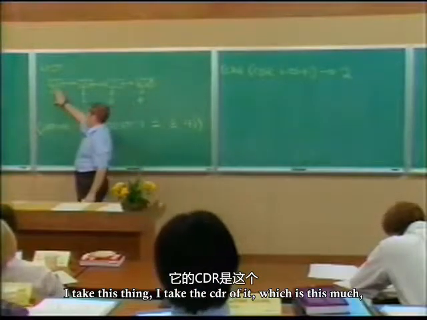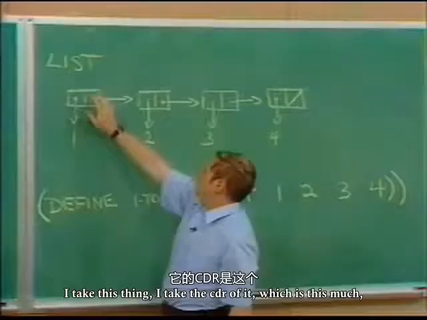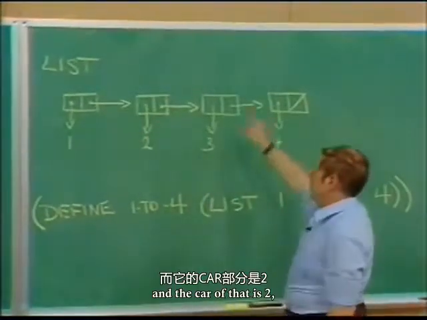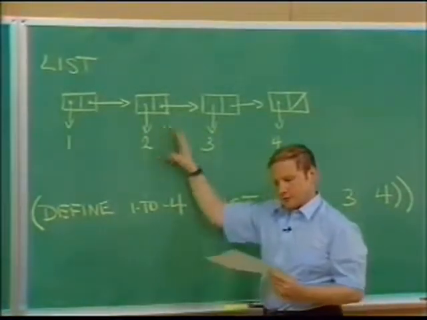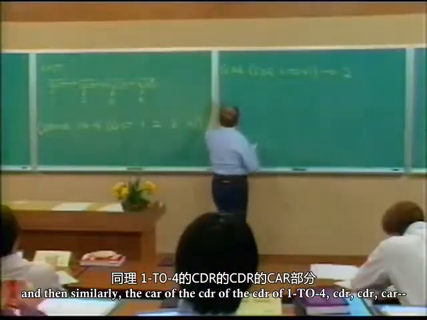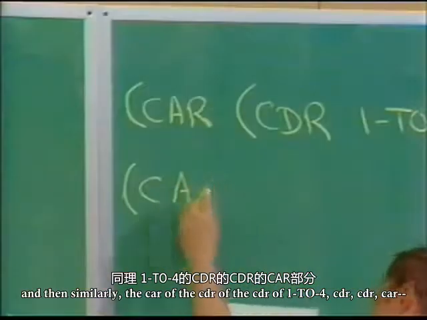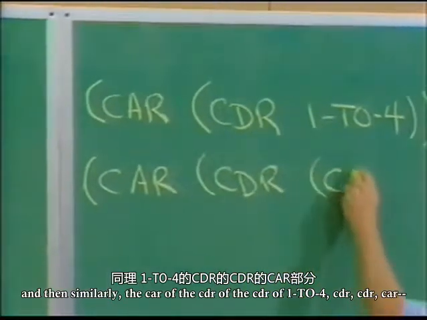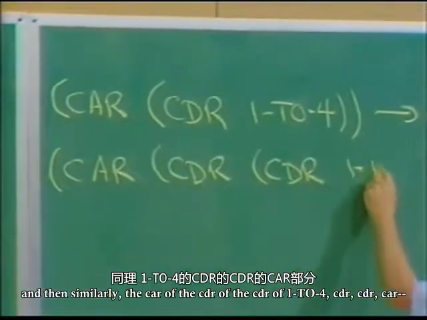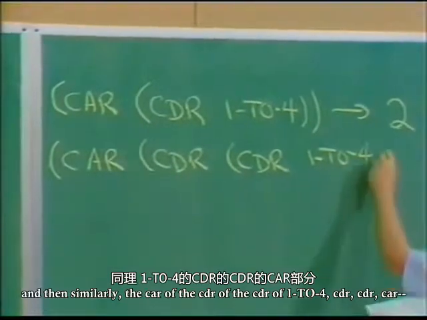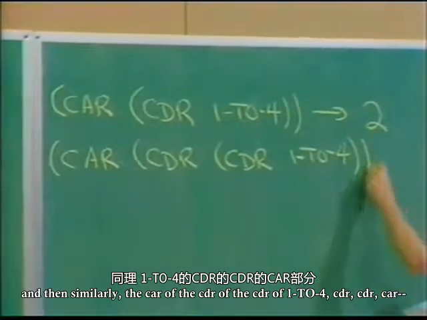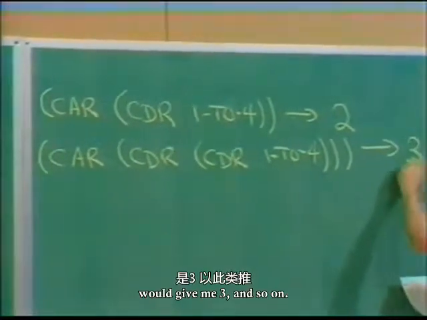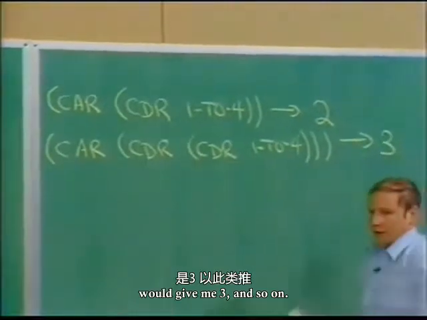That's right. I take this thing. I take the cdr of it, which is this much, and the car of that is 2. And then similarly, the car of the cdr of the cdr of 1 to 4 would give me 3, and so on.